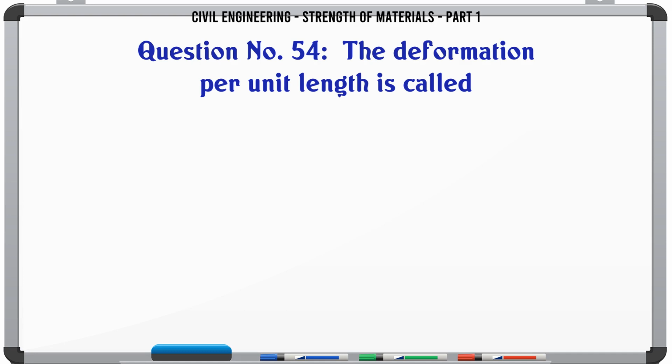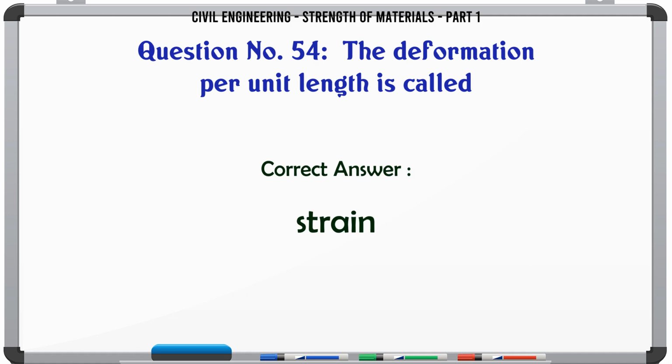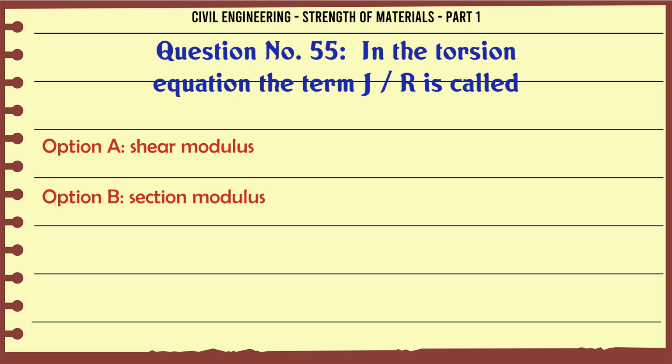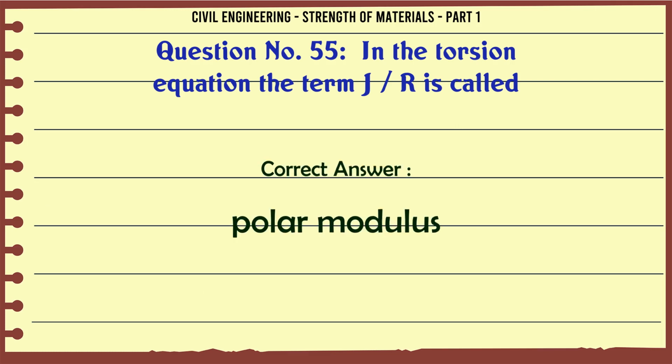The deformation per unit length is called: A. tensile stress, B. compressive stress, C. shear stress, D. strain. The correct answer is strain. In the torsion equation, the term J/r is called: A. shear modulus, B. section modulus, C. polar modulus, D. none of these.